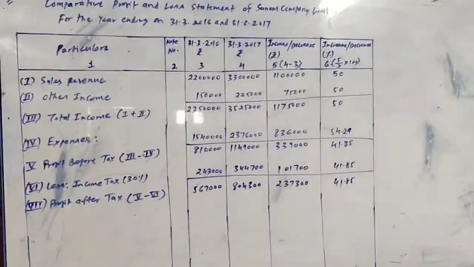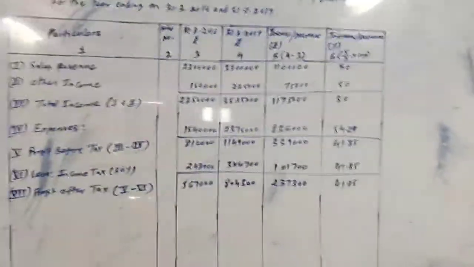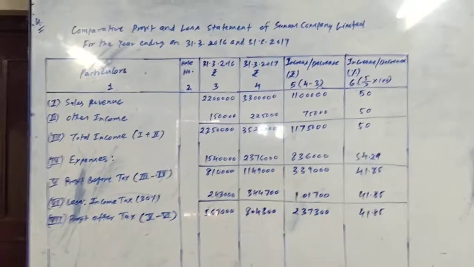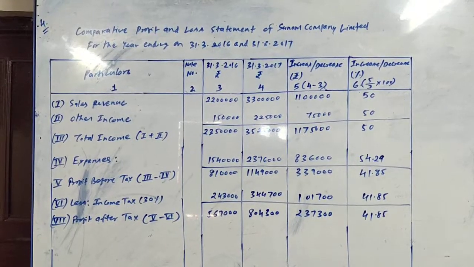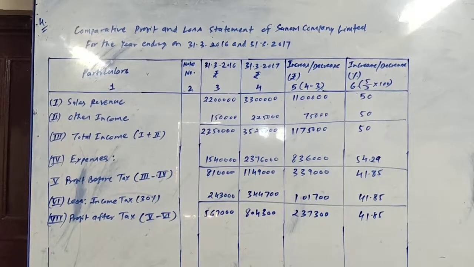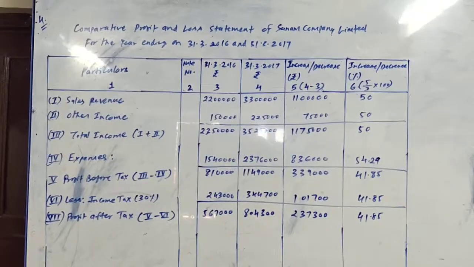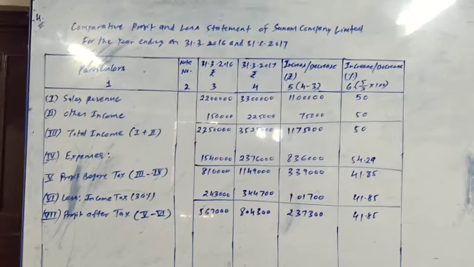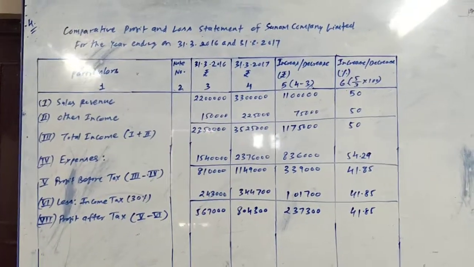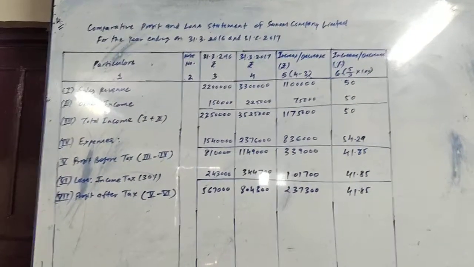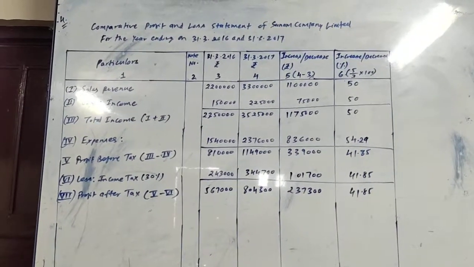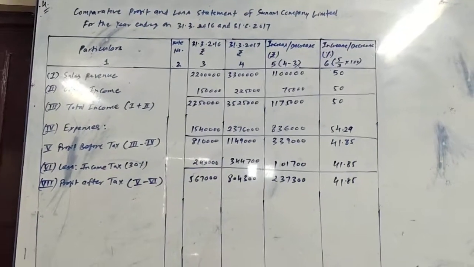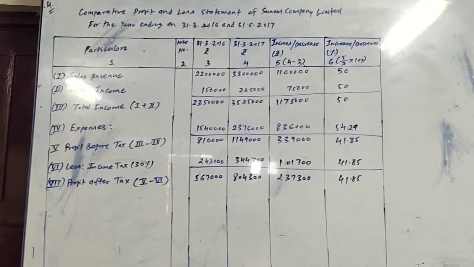The first item was sales revenue. According to our sum, the sales in the year 2016 was 22 lakh and in the year 2017 it is 33 lakh. So 22 lakh in the 2016 column and 33 lakh in the 2017 column. Now for the fifth column, how much? 11 lakh is the increase. How come? 33 lakh minus 22 lakh, 11 lakh. So 11 lakh in column number 5.